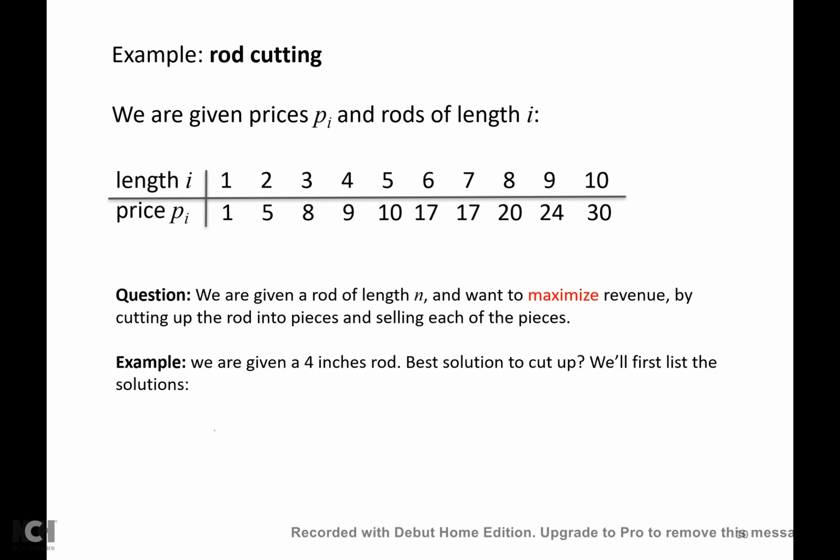For example, this is the rod length and price table. Usually the length is an integer number, and here we assume the price is also an integer, though of course you can use real numbers. If the rod length is 1 inch, the price is 1. The rod of length 2 inches has price 5. The rod of 3 inches has price 8.